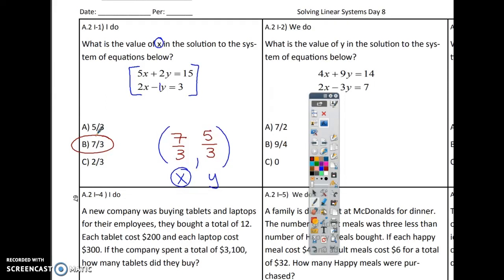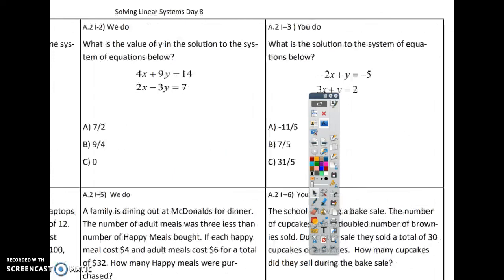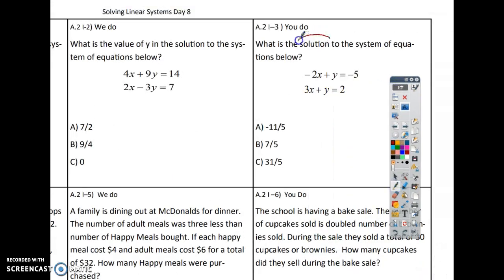Problem number 3, don't look at the answer choices. Those answer choices are not right because it's asking you for the whole solution. So I need the whole solution, not part of it. So cross out the answers. This is what I'm looking for. I want the x and I want the y. Okay? So you're going to do this one by yourself. You're going to do number 2 by yourself.